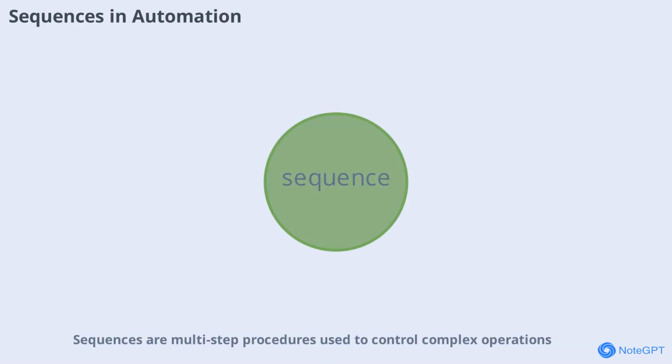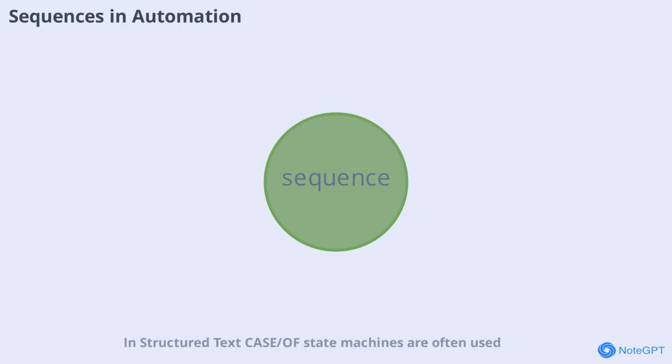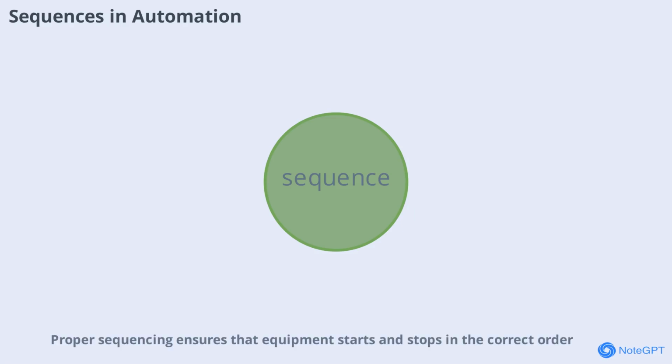Sequences are multi-step procedures used to control complex operations, such as starting a conveyor system downstream first. In FBD, sequences are implemented using chains of timers and logic gates. In structured text, case-of-state machines are often used. Proper sequencing ensures that equipment starts and stops in the correct order, preventing process upsets and equipment damage.